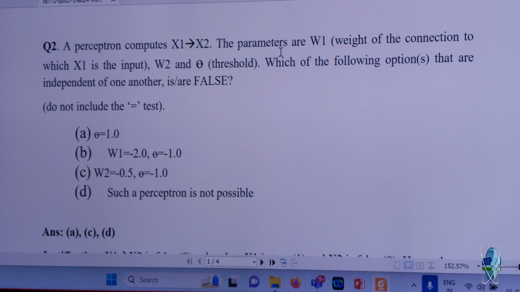So you can see that if theta is negative, W1 also has to be negative. And since W1 plus W2 must be greater than theta, W2 will have to compensate the value of W1. Okay, so let's see the options. Theta equal to 1.0 is not possible because theta has to be negative. W1 equal to minus 2 and theta equal to minus 1 is possible. Now you choose W2 accordingly.